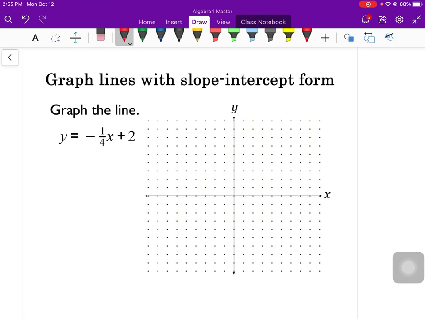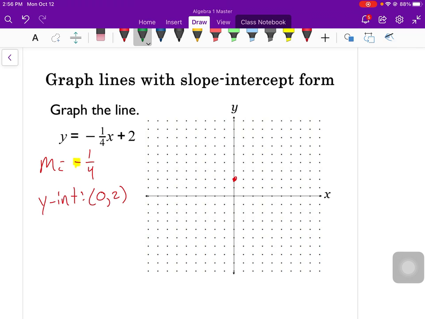Now this next one looks scary because it's got a fraction, but I don't really care. That makes my life easy because I always think of my slope as a fraction. My y-intercept is 0, positive 2, so right there. And now this is where I kind of get to decide, do I want my negative to be in the numerator or the denominator? Doesn't matter which, that's just going to make you go further to the right or further to the left first, but it's kind of up to you. So I'm going to go with negative 1 on top and a positive 4 on bottom.